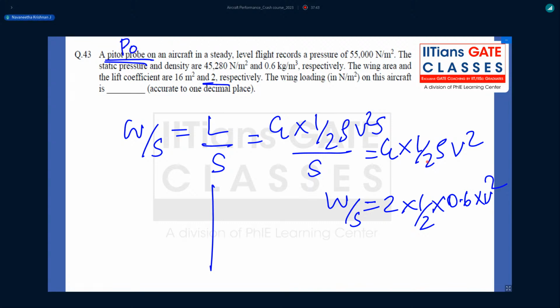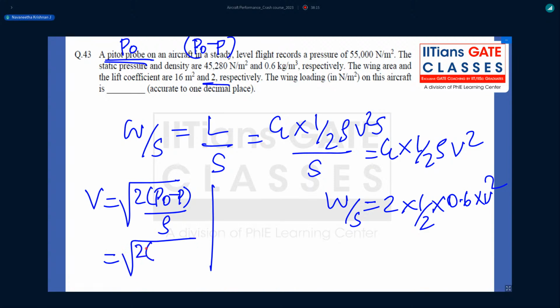Pitot tube generally measures static pressure or stagnation pressure. Pitot static tube measures dynamic pressure. So Pitot tube generally measures total pressure. Pitot static tube measures the differential pressure, stagnation minus static pressure. So they have mentioned Pitot probe. So the velocity for an aircraft can be written as root of 2 into P naught minus P by rho. So P naught is 55,000 because the Pitot probe measures a pressure of 55,000.